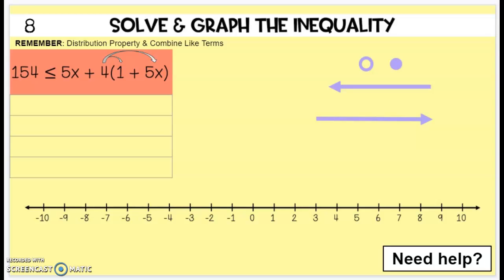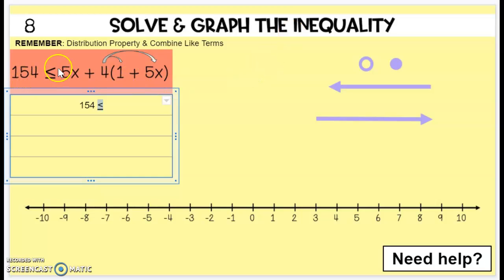Okay, your helpful hint for problem number 8. You need to go ahead and use distributive property, and then you're going to combine your like terms. So I'm going to write down which ones I am not worried about combining. So I have 154 is less than or equal to 5x.